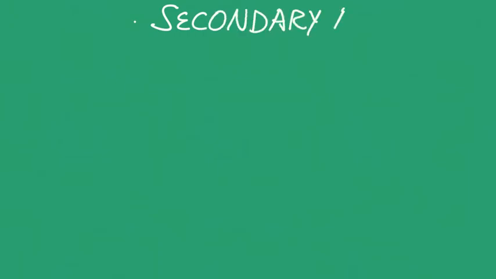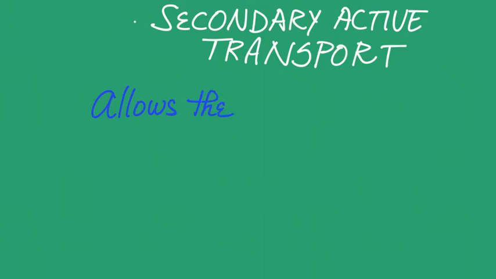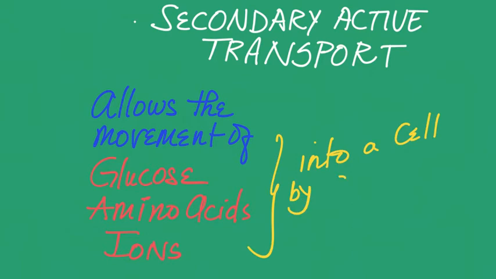Another kind of active transport is called secondary active transport. The purpose of secondary active transport is to use the energy derived from the movement of sodium into a cell to carry along with it other molecules such as glucose, amino acids, and other ions. So, secondary active transport allows the movement of glucose, amino acids, and ions into a cell by catching a free ride with sodium.